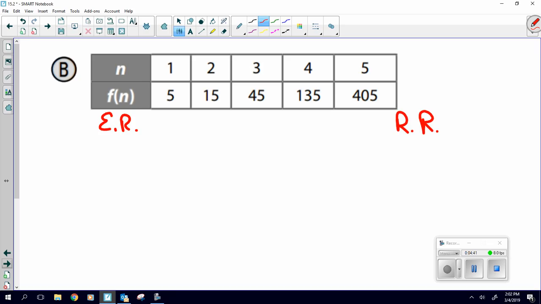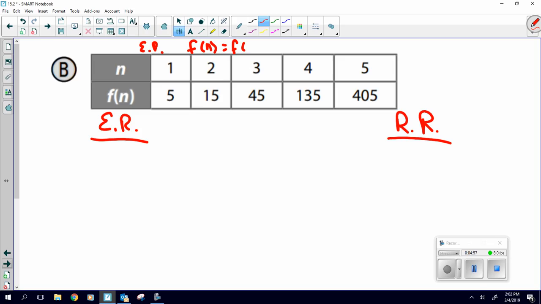I find that the explicit rule is a little bit easier for me to deal with. All right. So again, remember that general form over here. So what I'm going to do is quickly write what that general form looks like. That general form for an explicit rule. This is the explicit rule general form.